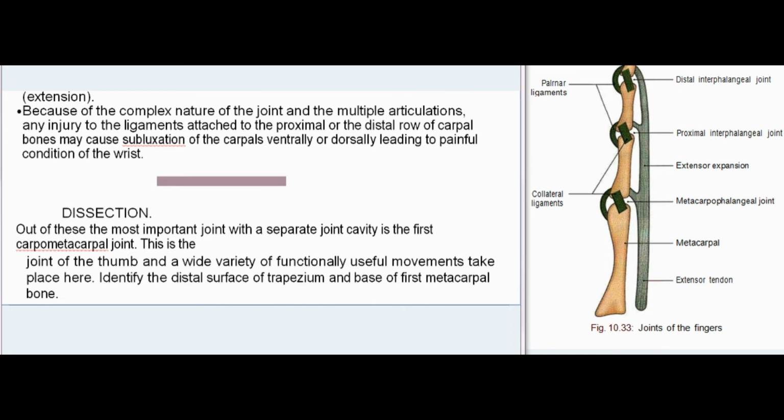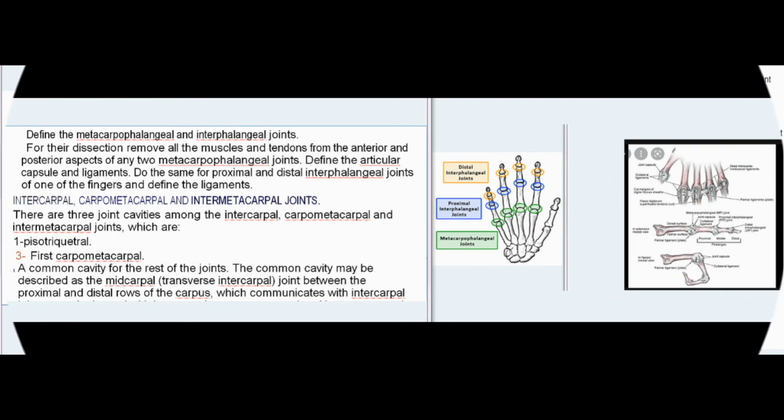Out of these, the most important joint with a separate joint cavity is the first carpometacarpal joint. This is the joint of the thumb, and a wide variety of functionally useful movements take place here. Identify the distal surface of the trapezium and base of the first metacarpal bone. Define the metacarpophalangeal and interphalangeal joints.